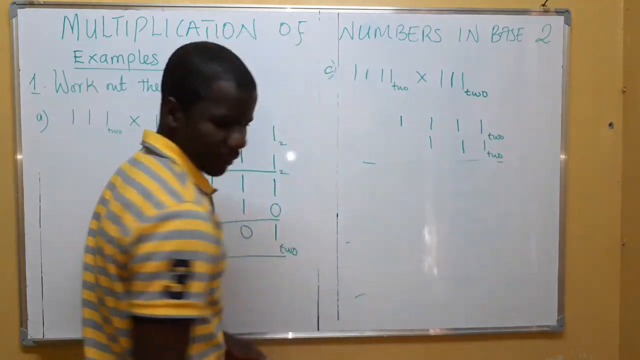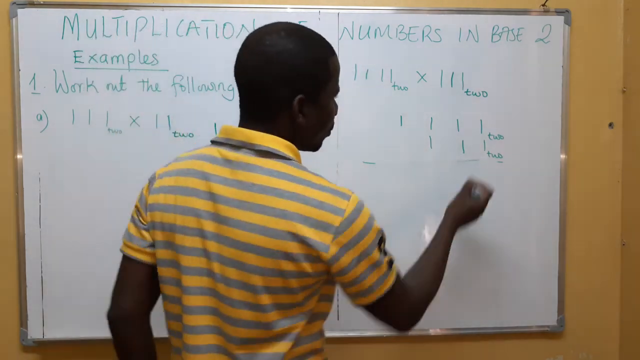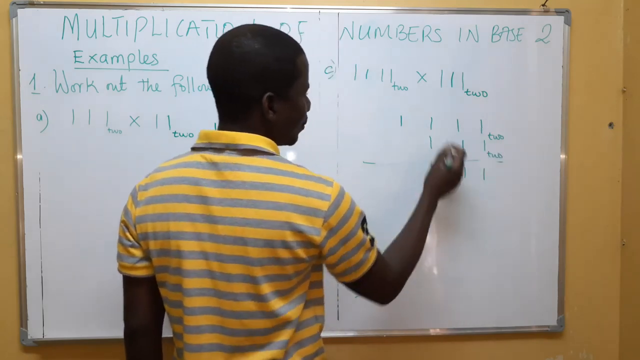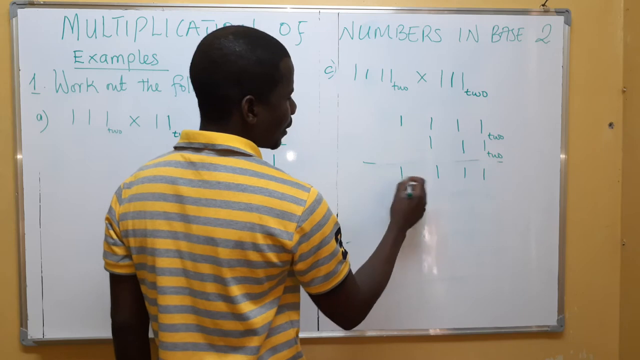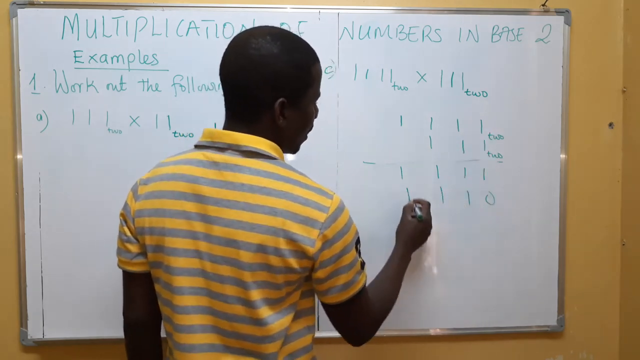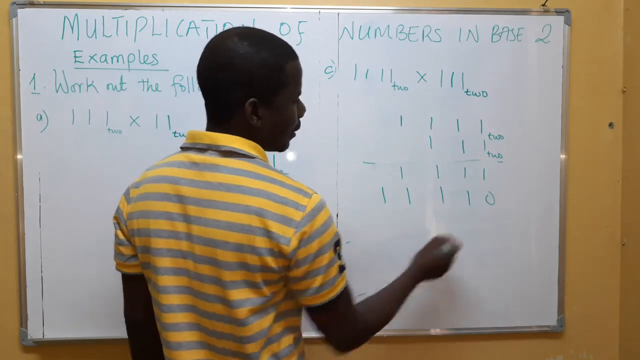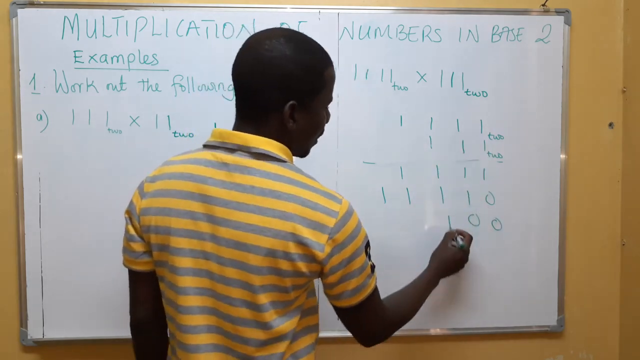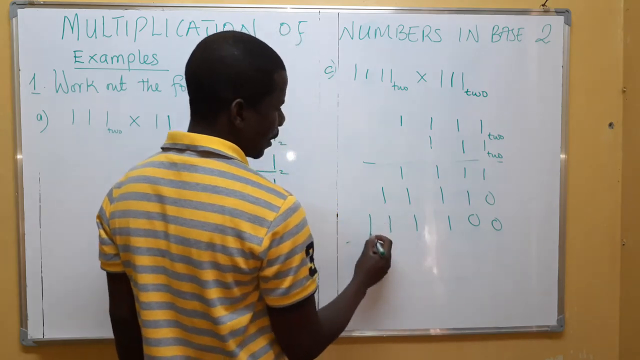Okay, so we can start. So we have 1 multiplied by 1. This is going to give us 1. This will give us 1. This will give us 1. This will give us 1. 0 here. We have 1, 1, 1, 1. Okay? 0, 0. This, we have 1, 1, 1, and 1.